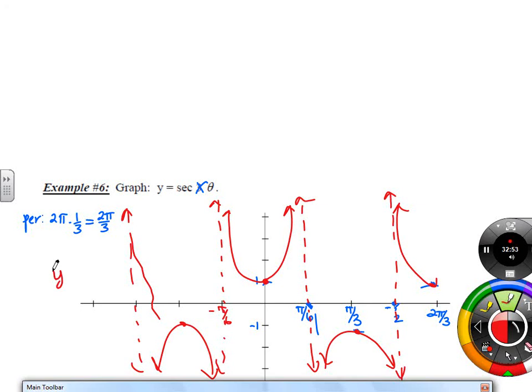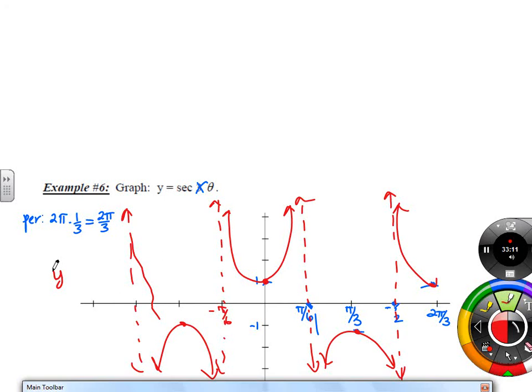Or you can state the range like Min Chao did, where she just says y is greater than or equal to 1, or it's less than or equal to negative 1. She just says it in 2 inequality statements instead of saying all real numbers except. Shannon? All right, any questions about this?